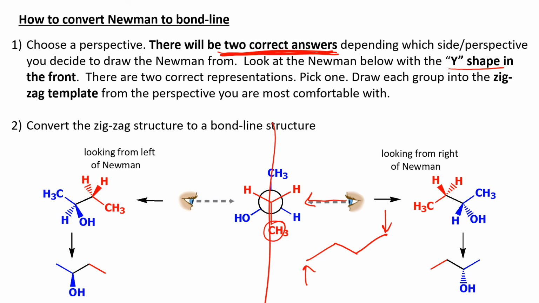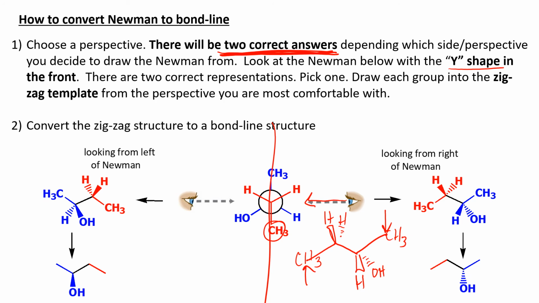What's closest to you, what's going to be the wedge, are your hydrogens. And what's going to be your dashes? We have the OH. There's another hydrogen here. And we've got our methyl and our methyl. All right, so now we've taken both of our perspectives and put them into the zigzag template.